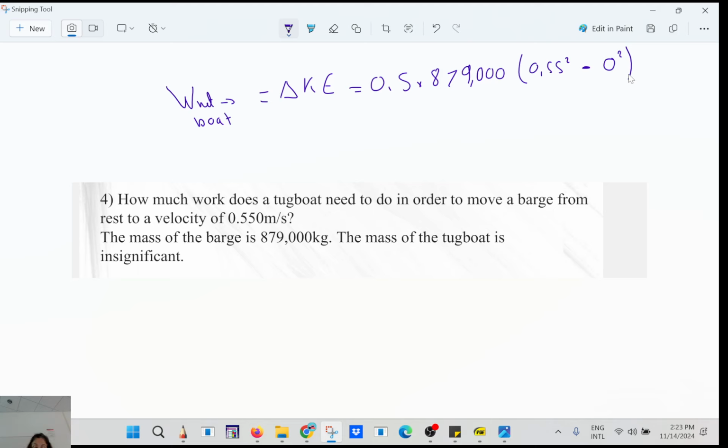So what do you get? 265,897.5. You get a big number. 132,948 joules. Okay? Usually you want to write that in kilojoules, so it's going to be about 133 kilojoules.